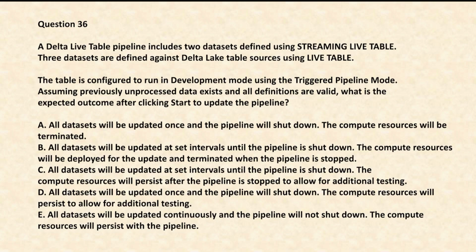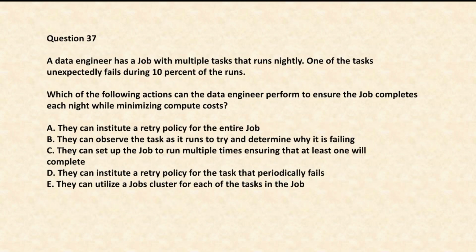Let's move on to the next question, 37. A data engineer has a job with multiple tasks that runs nightly. One of the tasks unexpectedly fails during 10% of the runs. Which of the following action can the data engineer perform to ensure job completes each night while minimizing the compute cost?